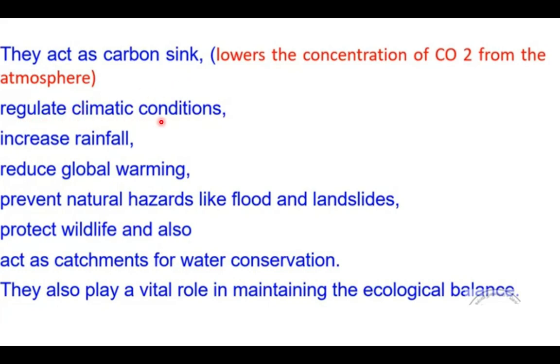And then it regulates the climatic condition. Normal climatic condition is maintained with the help of the forest. This forest is increasing the rainfall. It is reducing global warming. By what means? It is taking up carbon dioxide. For the process of photosynthesis, the plants absorb the carbon dioxide and release the oxygen. In that way, our global warming is reduced. Since it is absorbing the carbon dioxide, our warmth, that's global warming, is reduced, and that's why it is preventing natural hazards like flood and landslides. So flood as well as landslides are controlled by the forest.